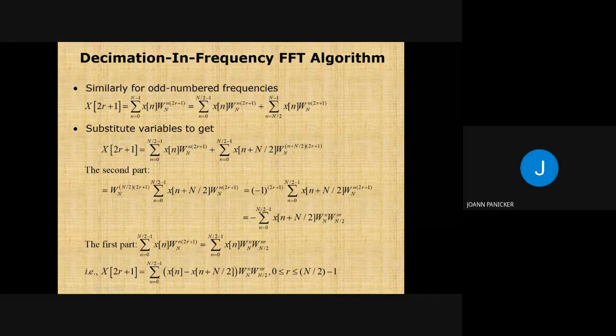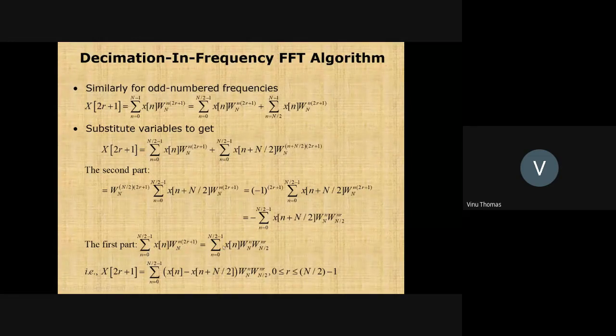Okay. Right. So this should be minus sigma n equal to 0 to n by 2 minus n x of n plus n by 2 into wn raised to n into wn by 2 raised to n into r. Now we will combine these two expressions. So the first part is sigma n equal to 0 to n by 2 minus n x of n into wn raised to n into 2r plus 1.